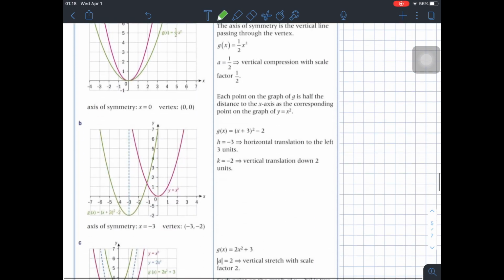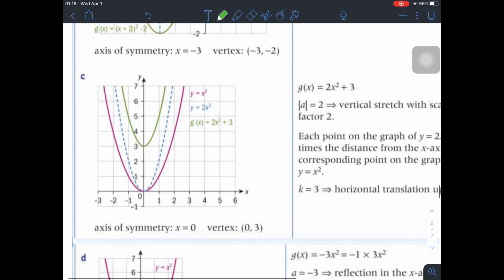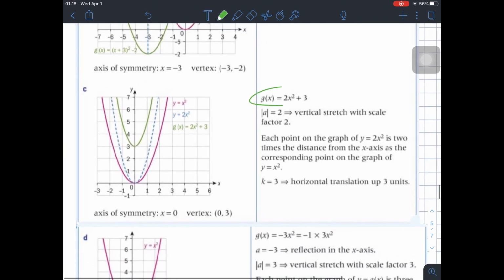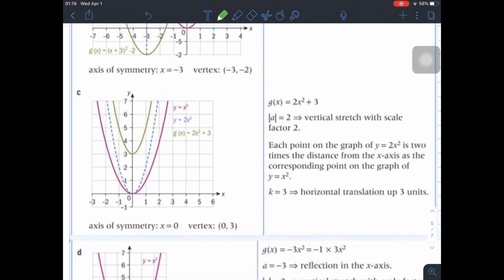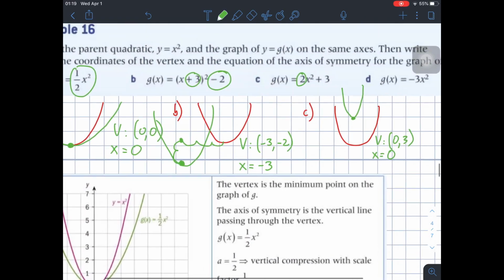Let's see. Yes, this is exactly what we get. It says g of x equals 2x squared plus 3. The absolute value of a is 2, meaning that it's a vertical stretch with scale factor 2. Each point on the graph of y equals 2x squared is 2 times the distance from the x-axis as the corresponding point on the graph of y equals x squared. k equals 3 represents a vertical translation up 3 units, which is what I told you. So the axis of symmetry is x equals 0 and the vertex is 0, 3, which is exactly what we wrote here.